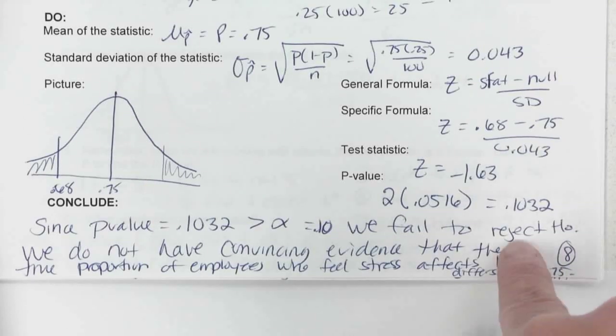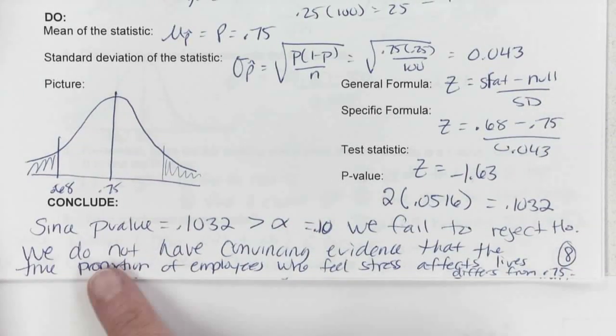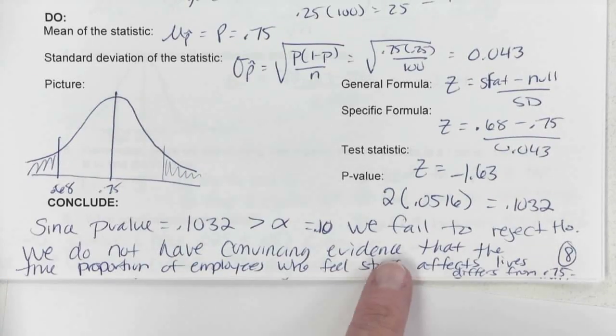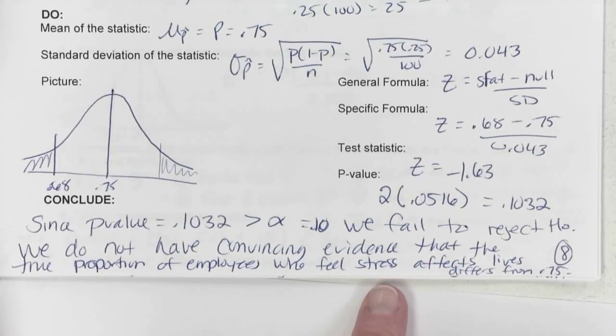Notice I described what's going to happen with the null. And now I'm going to make sure to be clear about the alternative. We do not have convincing evidence that the true proportion of employees who feel stress affects lives differs at this company from 0.75.